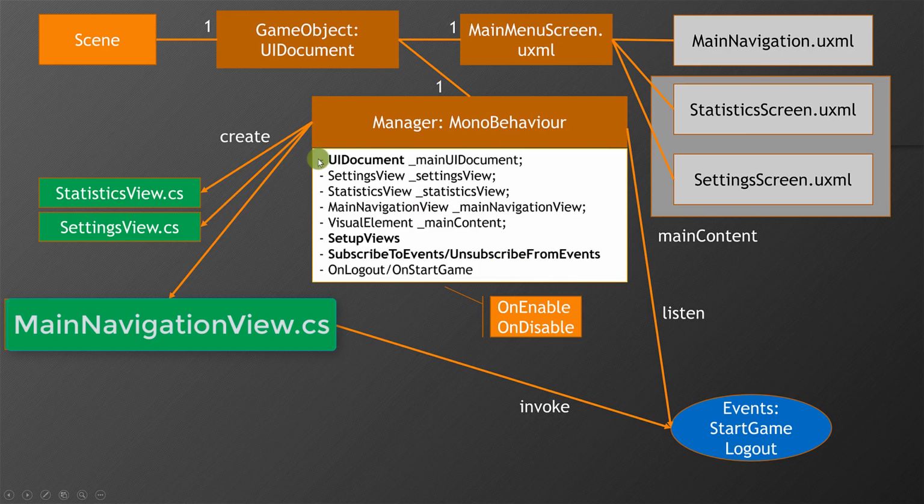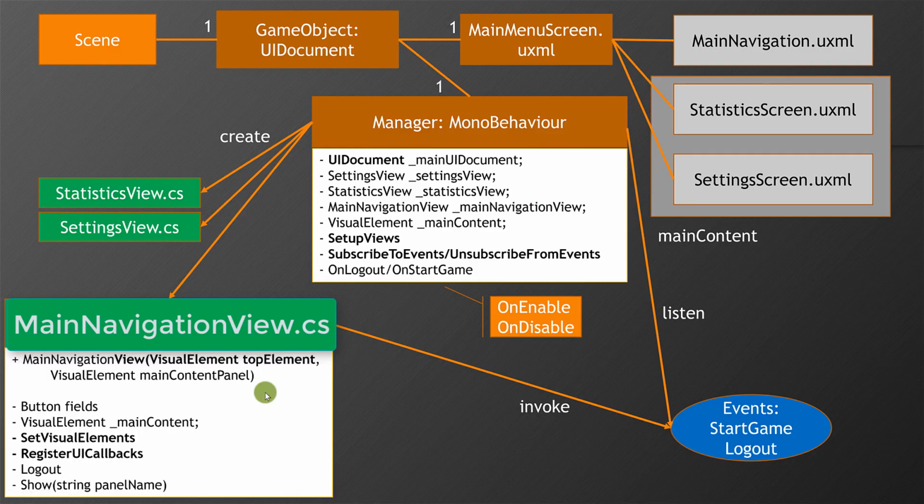So in OnEnable we create instances for all these members and subscribe to start game and logout. And in OnDisable we unsubscribe from start game and logout because these events are public static and hence might live longer than this manager class.